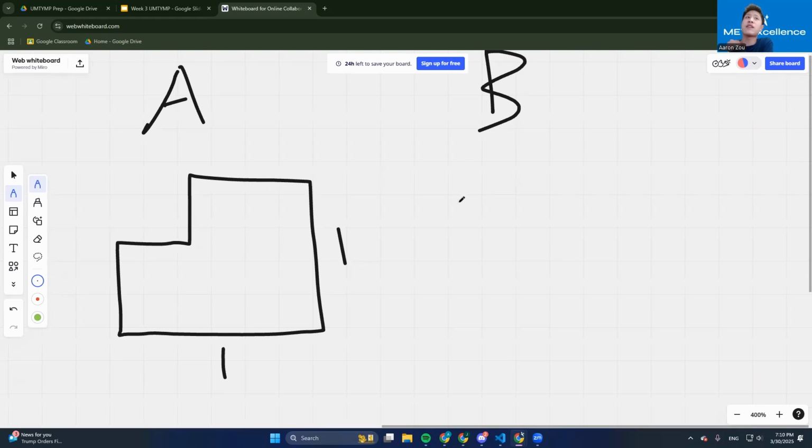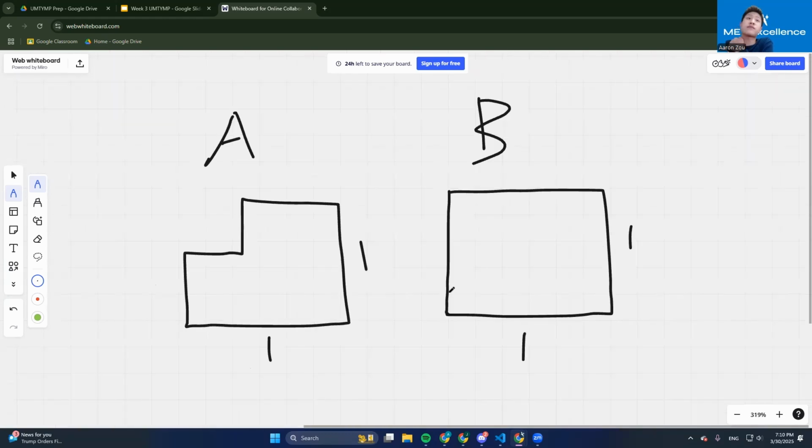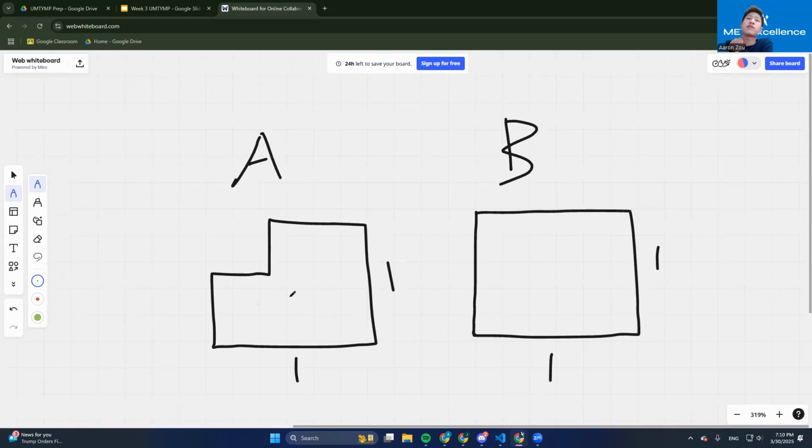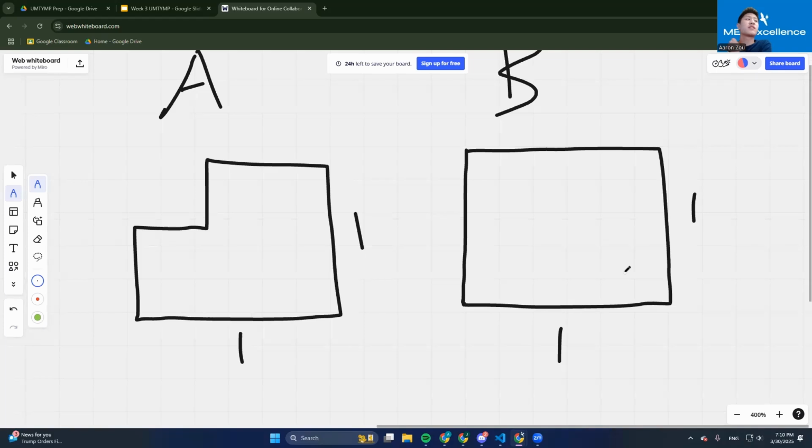And let's say on B, they have a shape that looks like this. And let's say the side length is also 1 here and 1 here. And now they say quantity A is the perimeter of the first shape and quantity B is the perimeter of the second shape. Now, how would you solve this? Now, the correct answer is C.